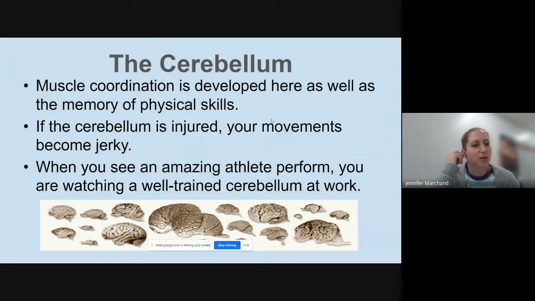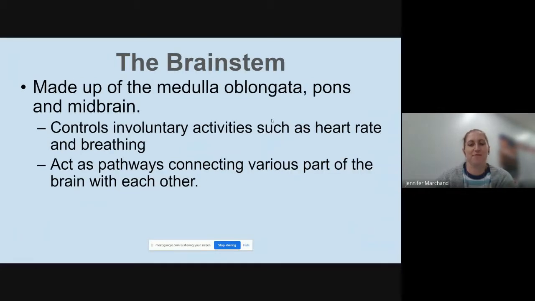If the cerebellum is ever injured, your movements will become really, really jerky. When you see an amazing athlete perform, you are watching a well-trained cerebellum at work. And lastly, we have the brainstem, which is made up of the medulla oblongata, the pons, and the midbrain. This controls your heart rate and your breathing, and it acts as a connector between various parts of the brain and other parts.